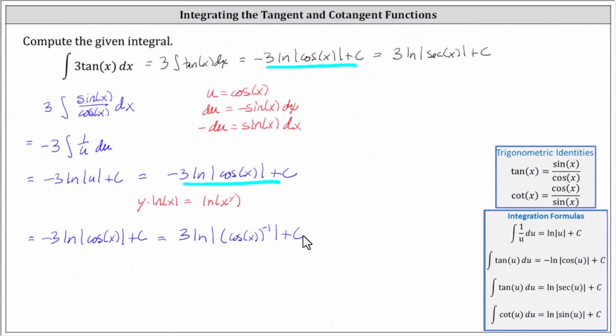And cosine x raised to the power of negative 1 is equal to 1 divided by cosine x. And therefore we can write the antiderivative as 3 natural log absolute value of 1 divided by cosine x plus c. And finally, we should recognize 1 divided by cosine x is equal to secant x, giving us an equivalent antiderivative of 3 natural log absolute value of secant x plus c, which is the second antiderivative we found above using the second integration formula.